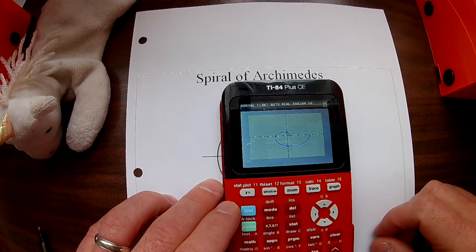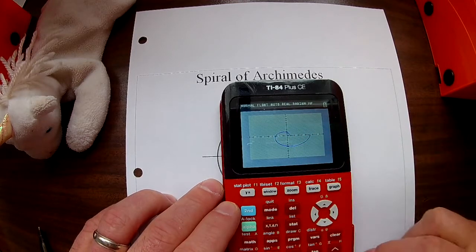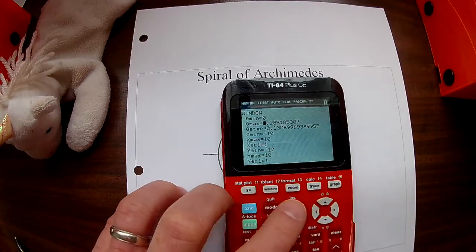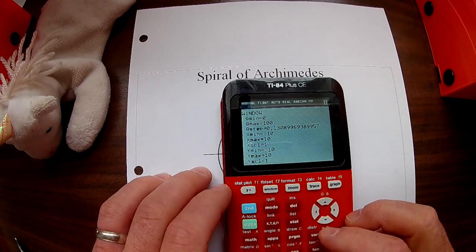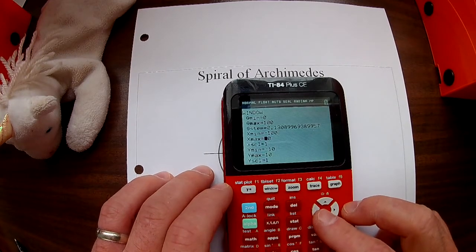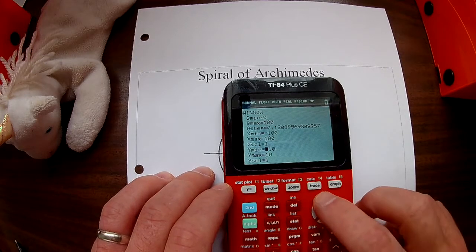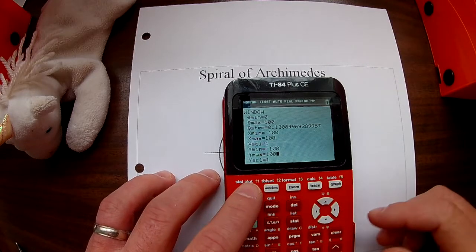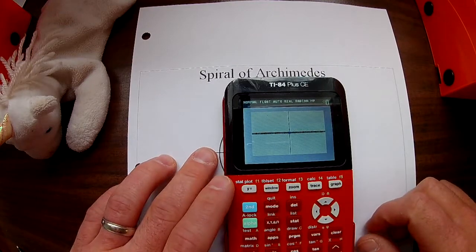It's actually uninteresting when you just go from 0 to 2 pi, because it just goes in that little circle right there. What I'm going to do right now, I'm going to make my theta max go up to a hundred. I'm going to make my x min negative 100, my x max positive 100, and same thing for y min and y max. Just so you guys can see what the spiral of Archimedes looks like.